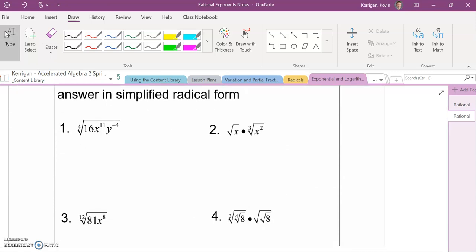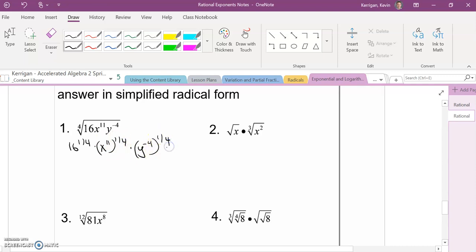Now, when I have big expressions, I'm going to do the same exact thing, but all I'm going to do is break them down separately. So here, if I have the 4th root of this whole expression, make it 16 to the 1/4 times x to the 11th to the 1/4 times y to the negative 4th to the 1/4. 16 is 2 to the 4th, to the 1/4, times x to the 11/4 times y to the negative 1st. This gives me just 2.